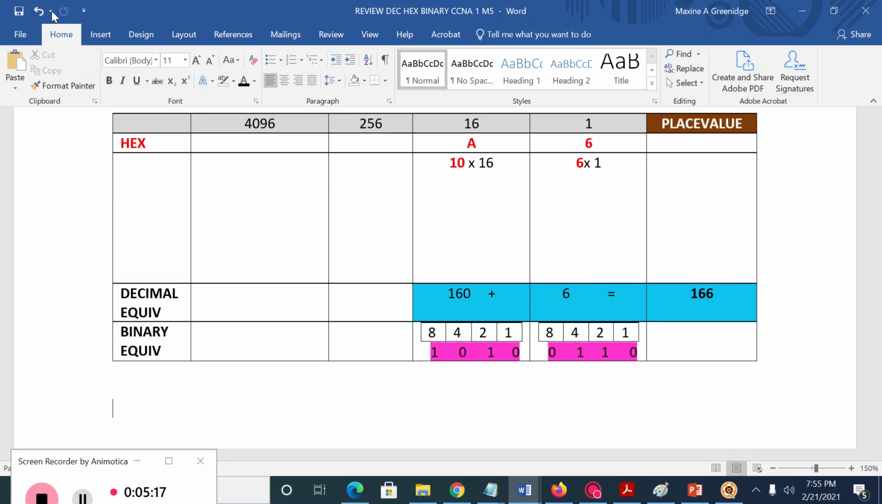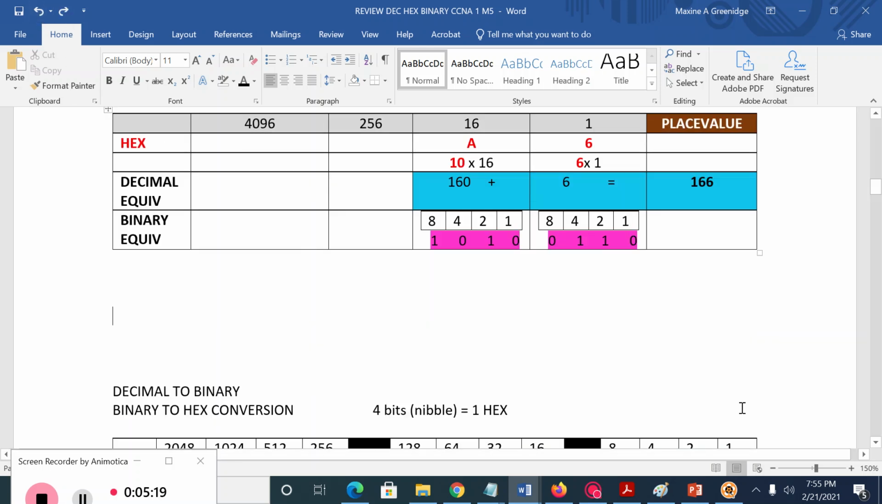So the equivalent of that A6 in hexadecimal is this value in binary. All we took is the hexadecimal value, we broke it into 4 bits, and now we're representing it in binary. So A6 in binary is 10100110.